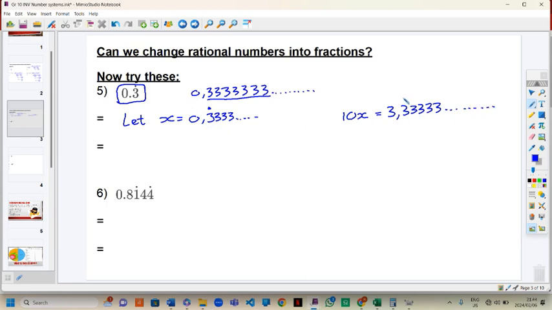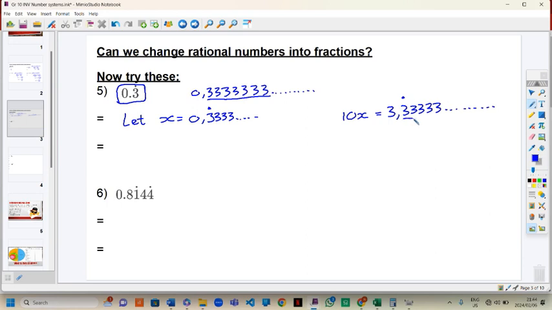Now, is there anything that I notice here? I'm still not quite happy. I don't know what to do next. So let's analyze here. What's happening? Let's look at that decimal. Let's look at this decimal. Is there anything you notice there?